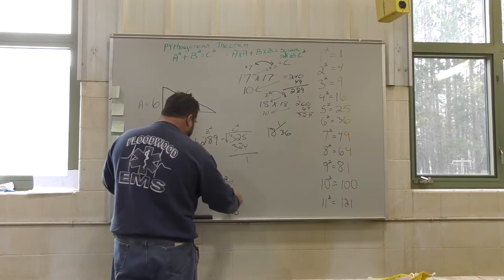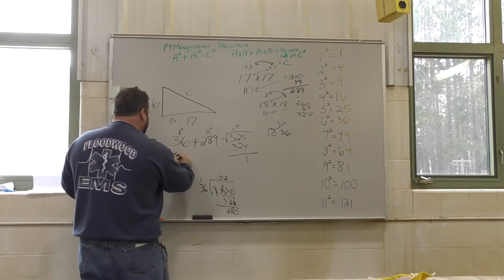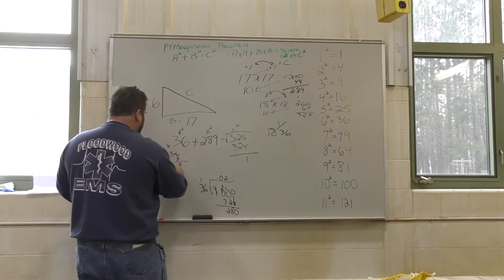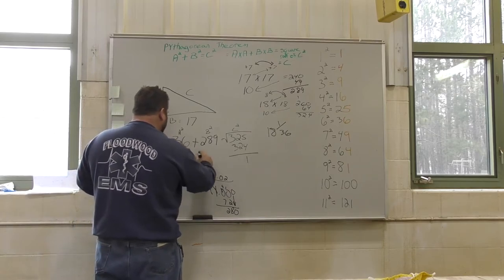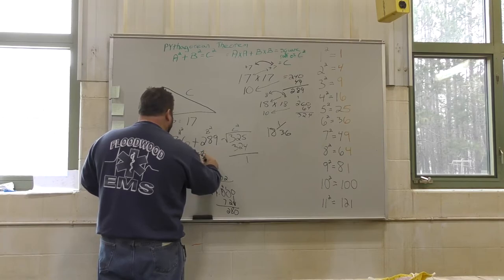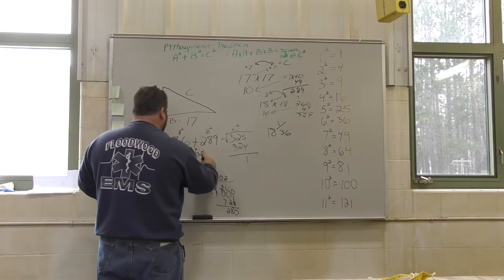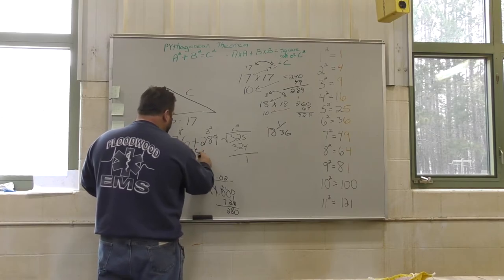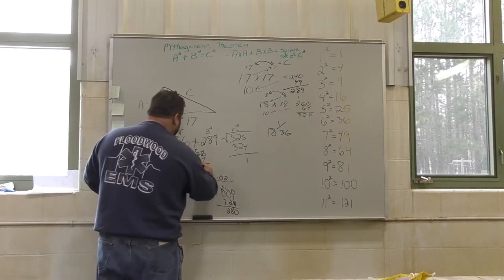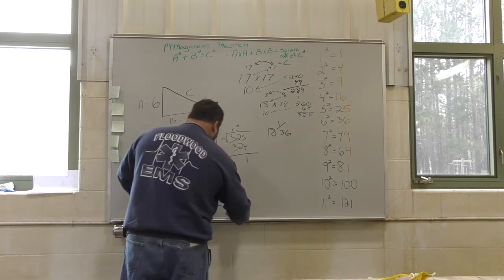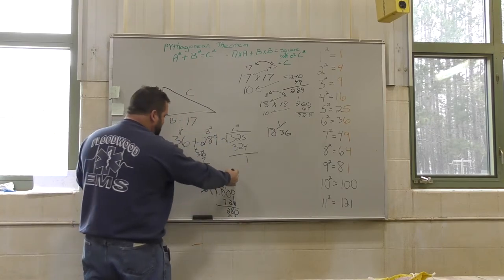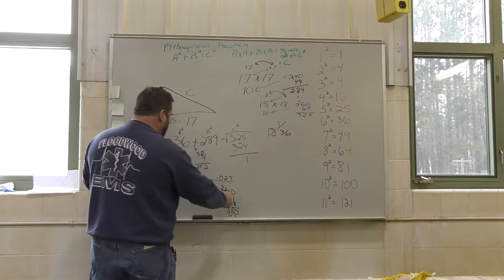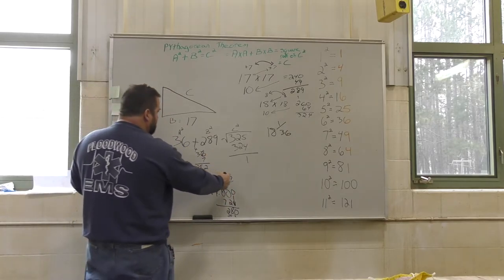280, 36 goes into that. Let's take a guess, 36 times 8. 8 times 6 is 48. 8 times 3 is 24, plus 4 is 28. 288, so it can't be that. 36 times 7, 42. 7 times 3 is 21, plus 4 is 25, so 252. So we end up, this is as far as we go. I said you only have to get to the third, the 1,000th spot. So we're at 0.027.